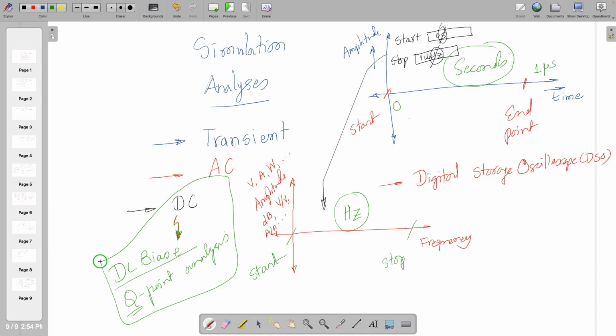Some simulators give explicitly different names, but they have some extra features, that's why they are giving them. So you need to find out what those extra features are, so that you can check. So these are the different kinds of analysis. Let's start with the simulator.